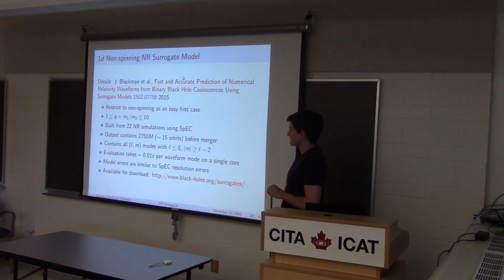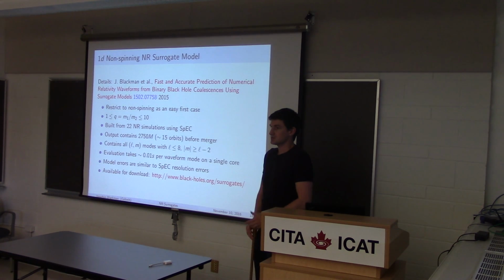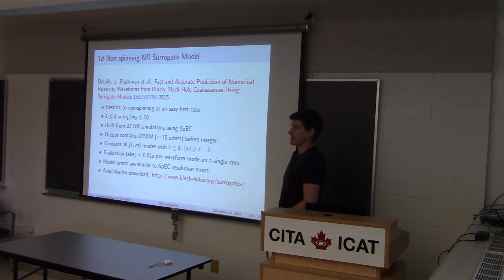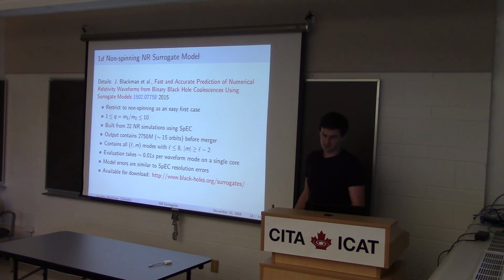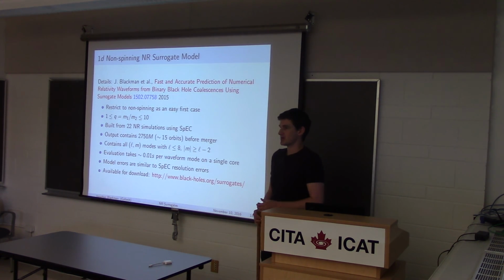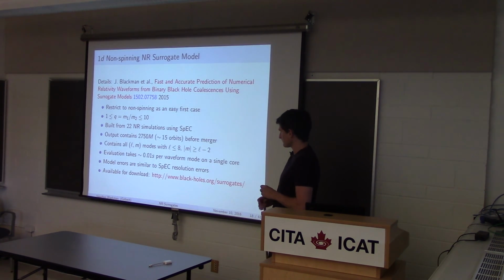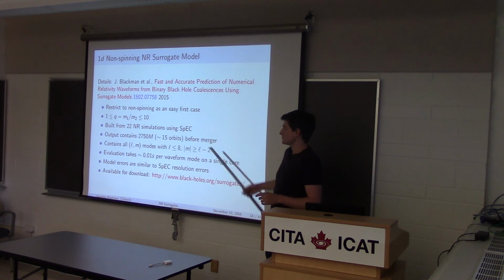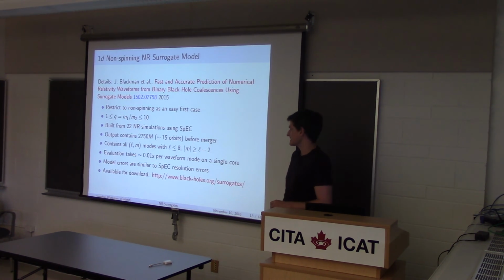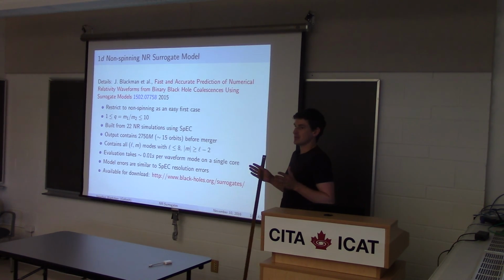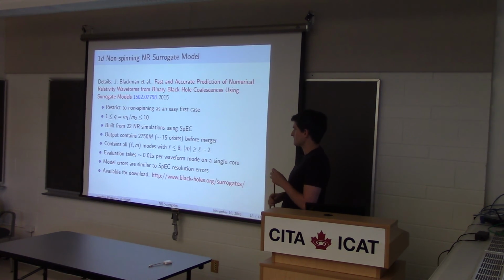Okay, so the first surrogate model we built, using numerical relativity waveforms, we wanted to do a simple test case as a sort of proof of principle to show that we could build very accurate surrogate models for gravitational waveforms. So we restricted to a one-dimensional subspace of the parameter space where only the mass ratio varies and the black holes have no spin. So we ended up doing 22 numerical relativity simulations using the spectral Einstein code. And they're all the same length in time. And we build models for all the spin-weighted spherical harmonic modes that the code could resolve.